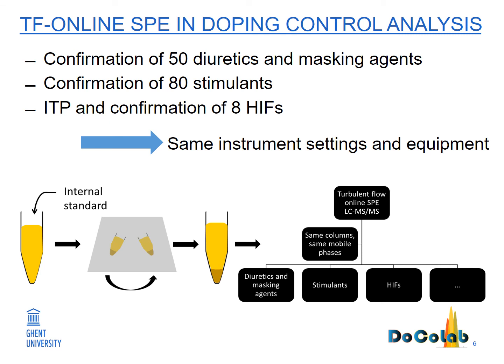In routine, the turbulent flow online SPE approach is used for the confirmation of 50 diuretics and masking agents, the confirmation of 80 stimulants, and for the screening and confirmation of 8 HIFs. By using the online SPE cleanup, sample preparation is reduced to taking an aliquot of urine, adding internal standard and centrifuging, and injecting the sample into the instrument.